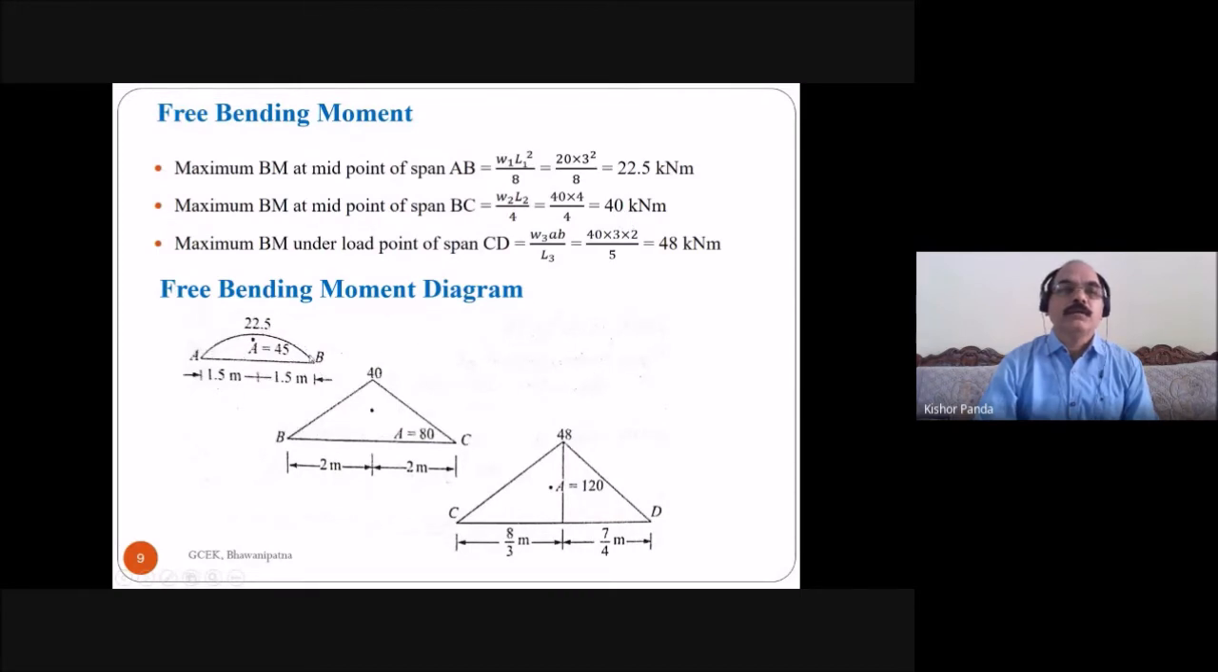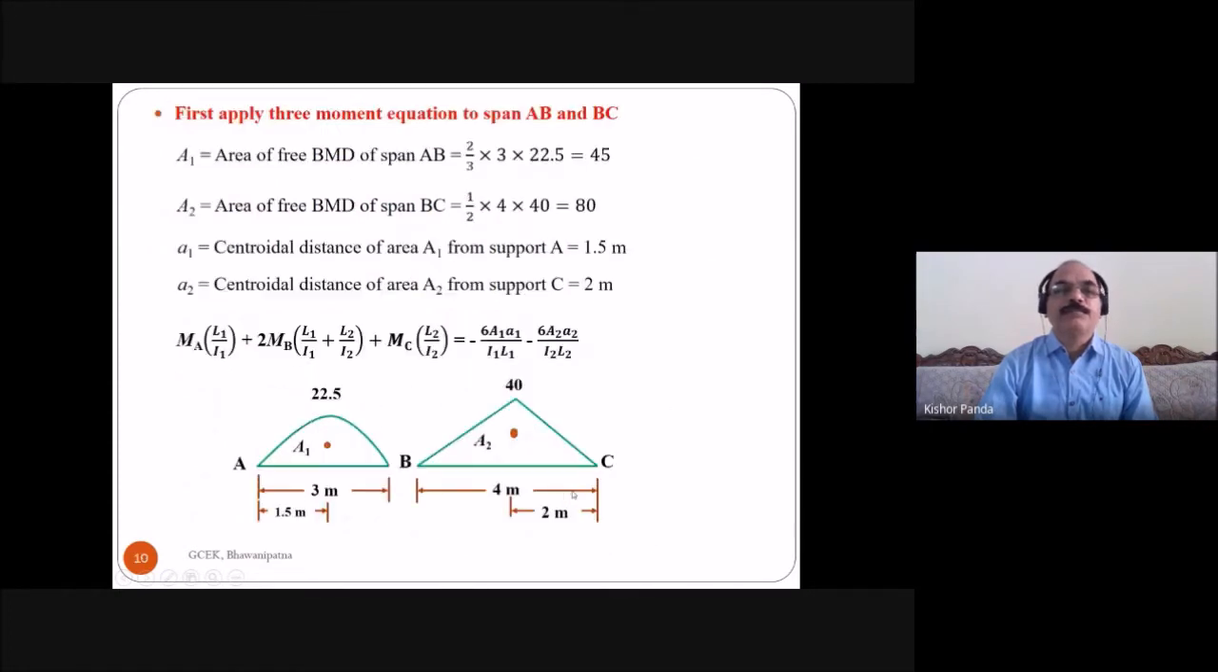So this is the free BMD of span AB, this is the free BMD of span BC, and this is the free BMD of span CD. This is parabolic with maximum moment 22.5. This is a triangle with maximum moment 40. Here this is also a triangle, an eccentric triangle, and the maximum moment is 48 kilonewton meter. Then you have to find the area of this free bending moment diagram.